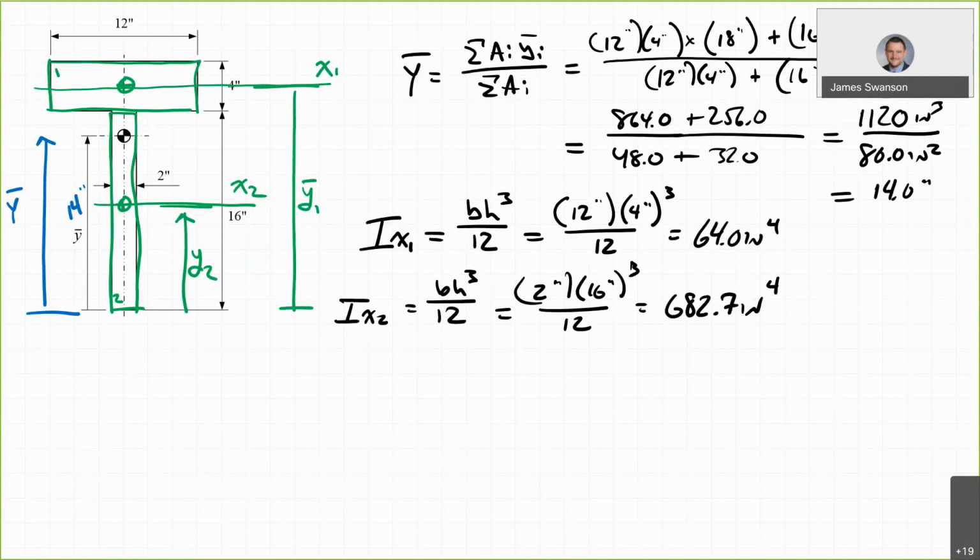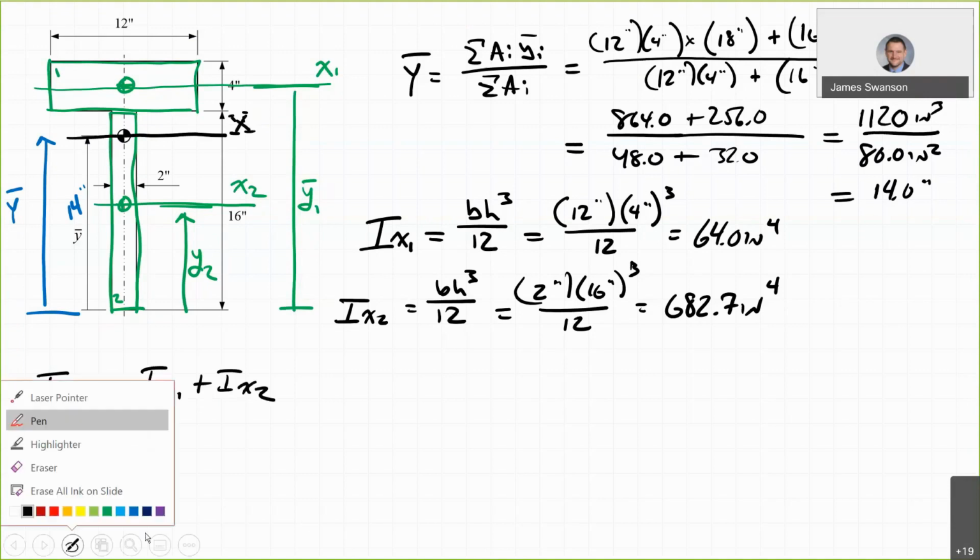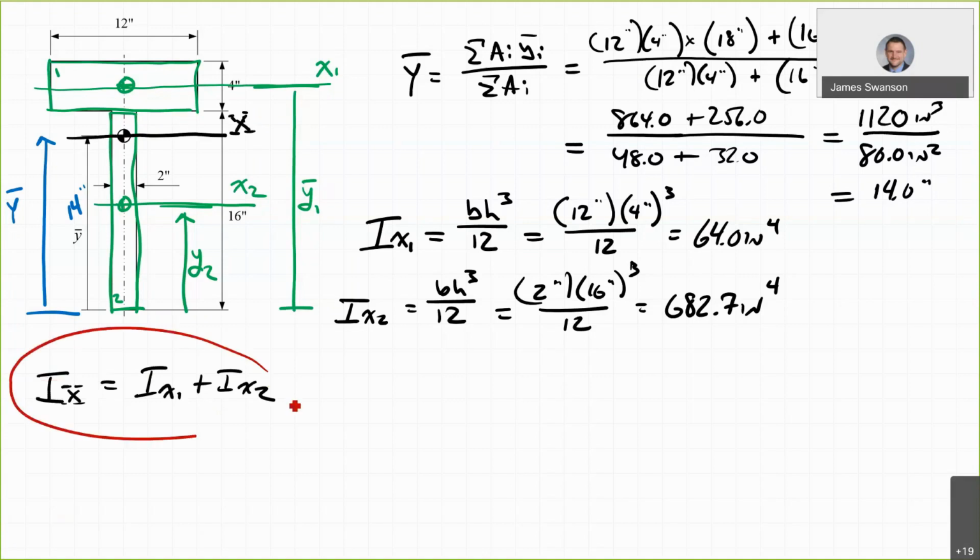Yeah, 682.7. Now you would be tempted here to say that I sub big X, where the big X axis is this one, is equal to I sub little x1 plus I sub little x2. But that is just not true. This is absolutely false. The only time that is true is when the two axes are collinear, when the x1 axis and the x2 axis line up with each other. So we need to convert these first before we can add them together.